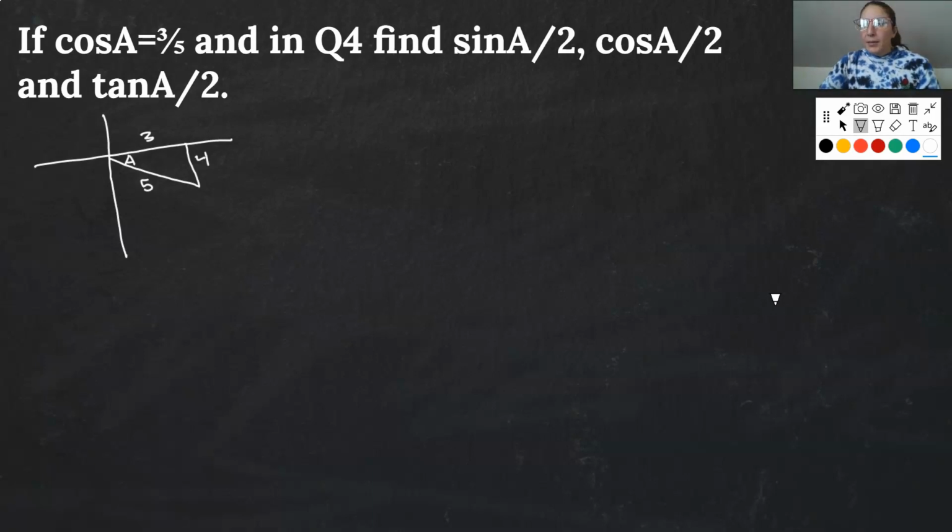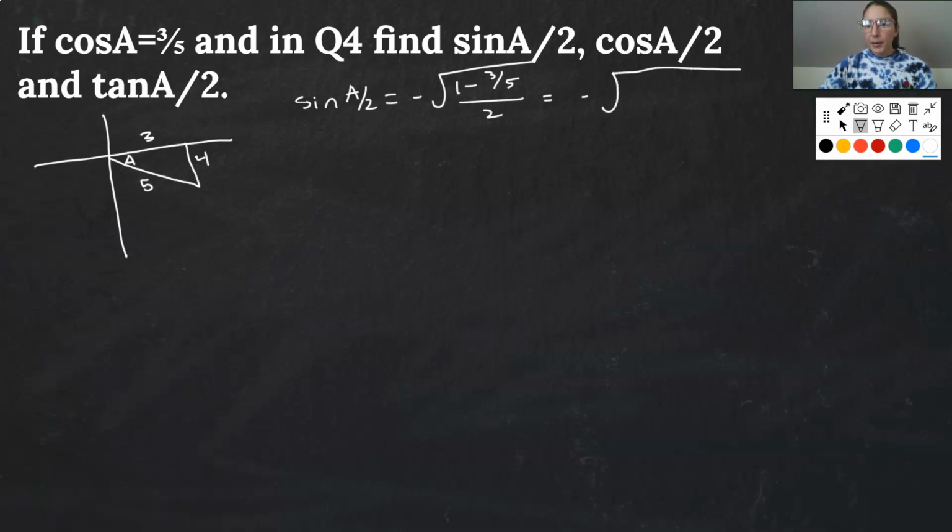We need to find sine of A over 2, cosine of A over 2, and tangent of A over 2. So, sine of A over 2. Which formula should we use? Well, we're in quadrant 4. Sine is positive or sine is negative in quadrant 4? Sine is negative. So we use the negative version of the square root of 1 minus cosine of A. What is cosine of A? Cosine of A is given, it's 3/5. All this is over 2. This is straight out of the formula.